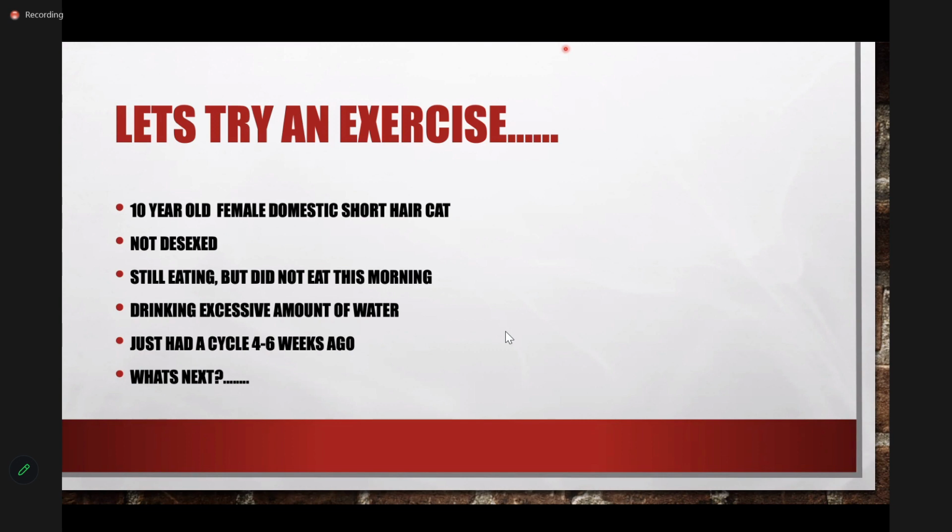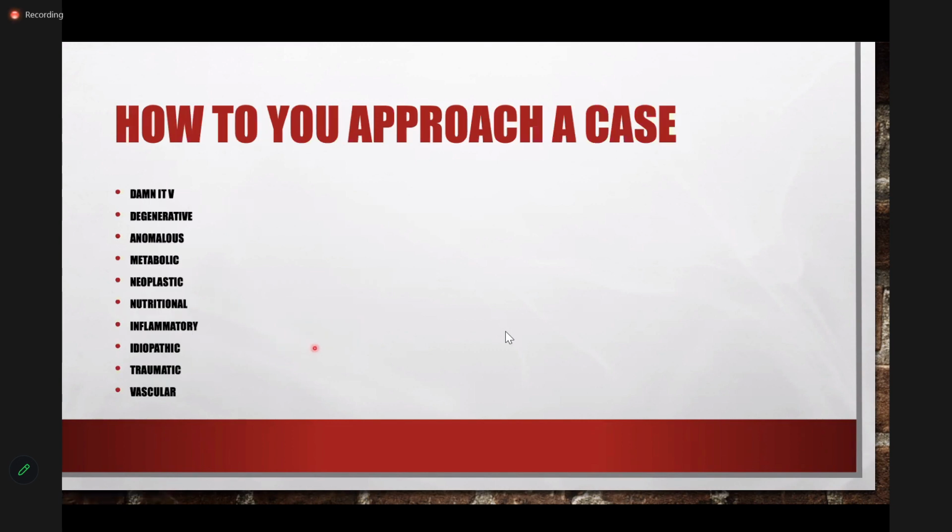Physical exam, Doc. Okay, physical exam. Let's do the physical exam. So you need to approach this with this: degenerative, anomalous, metabolic, neoplastic, nutritional, inflammatory, idiopathic, traumatic, vascular.